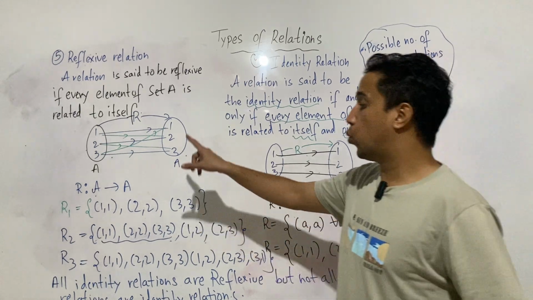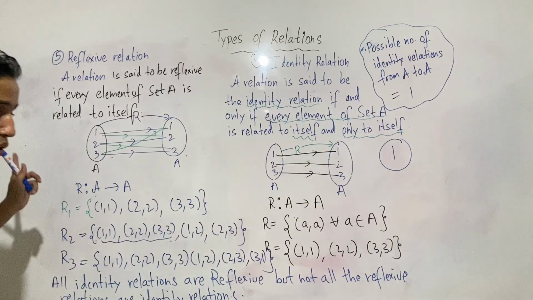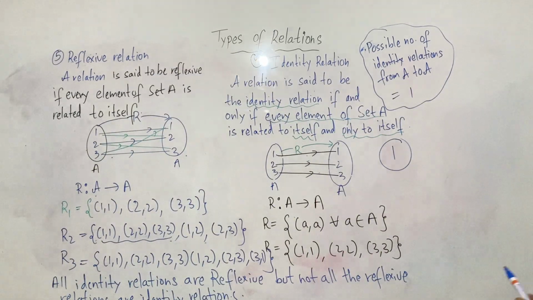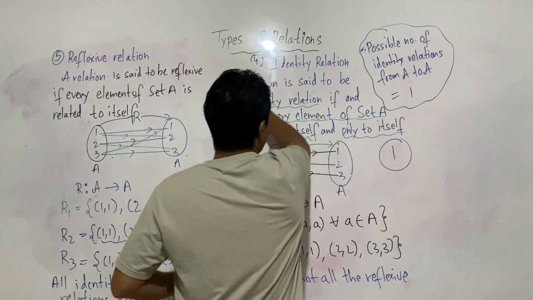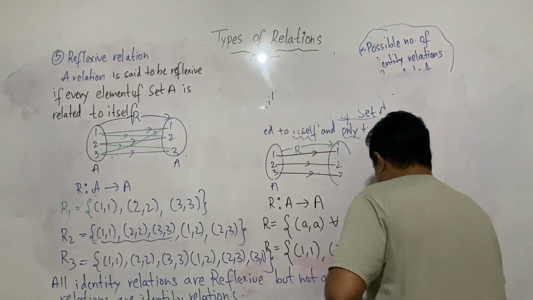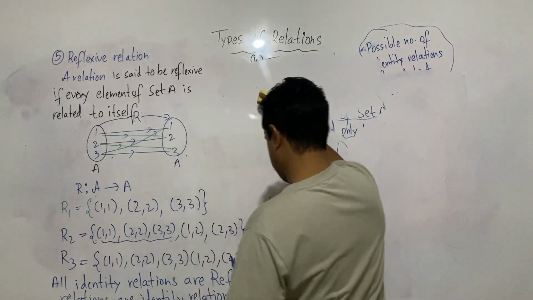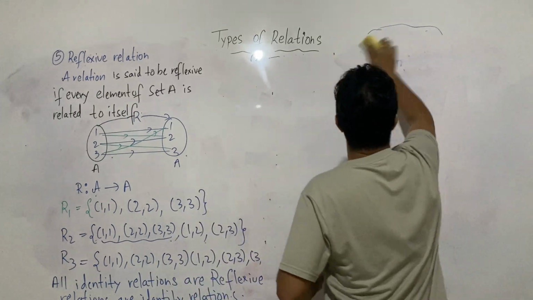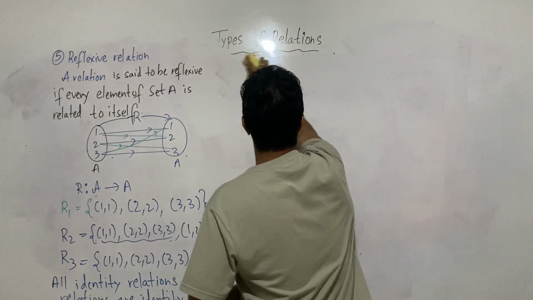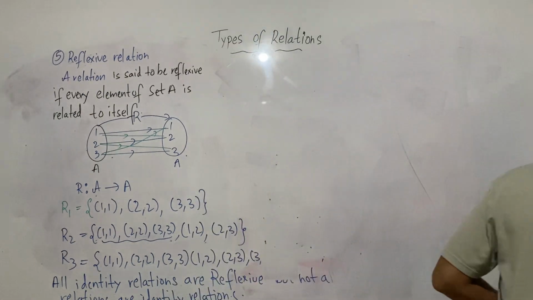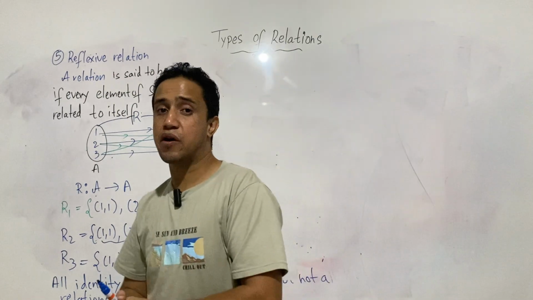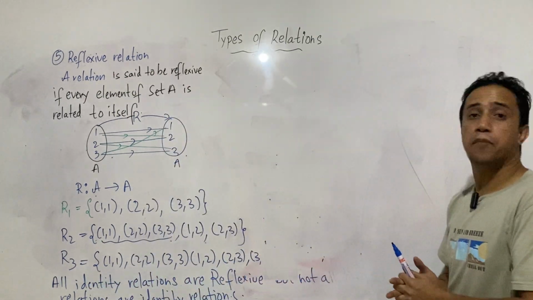Now we'll talk about how many equivalence relations are possible. To understand that, I need a few minutes. So, how many reflexive relations are possible?